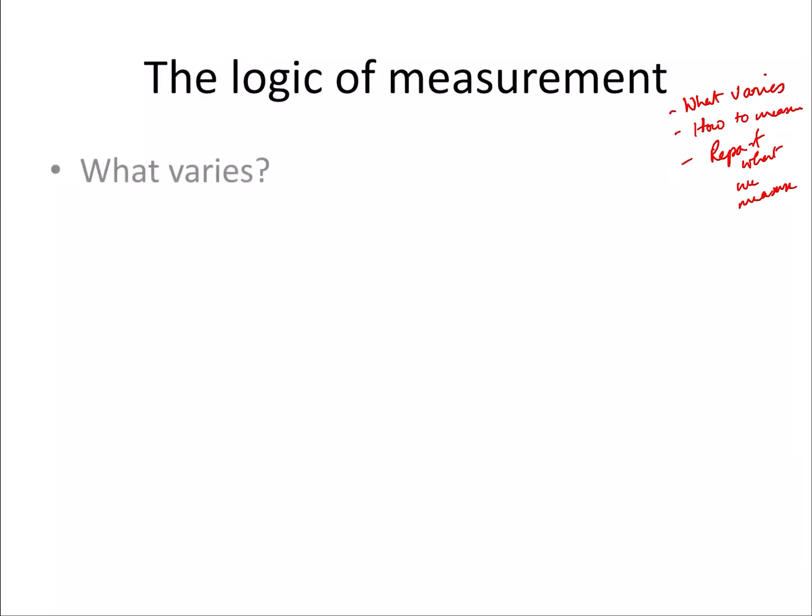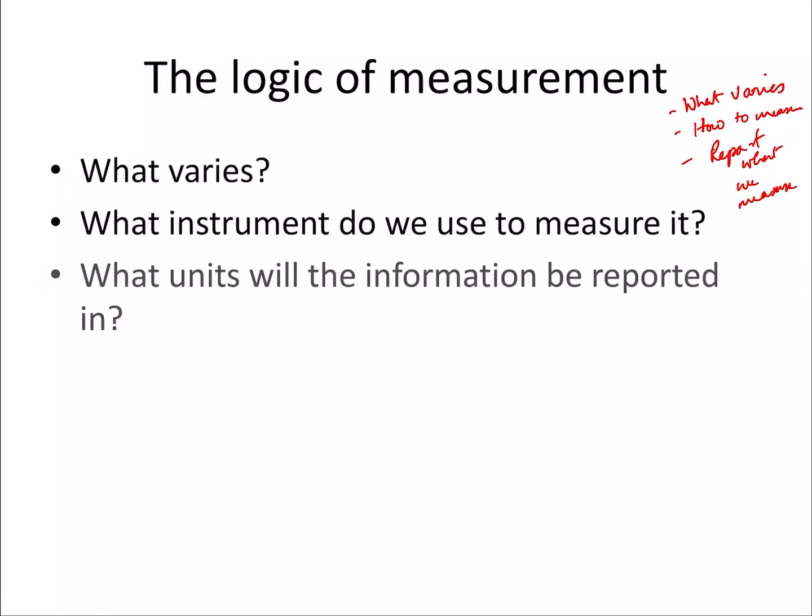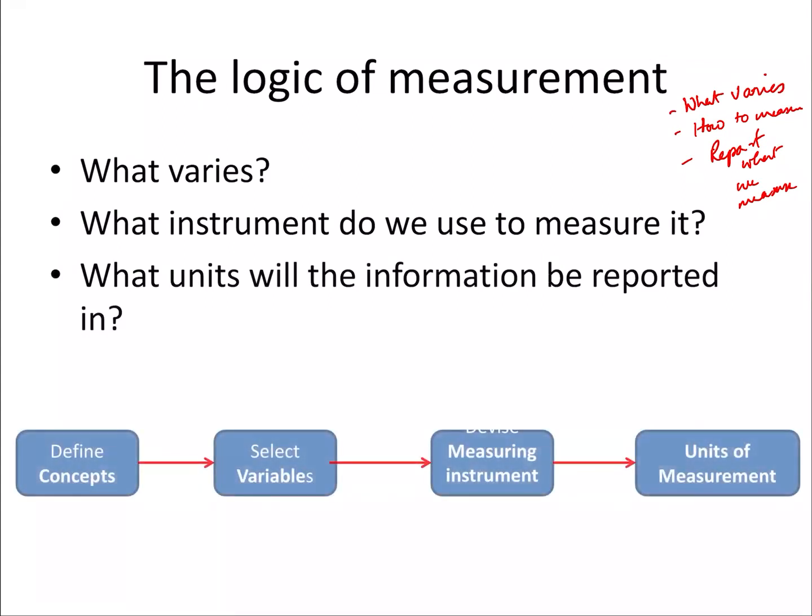Okay, so your textbook suggests a logical sequence of how we go about getting to the units of measurement. We first define the concepts that are associated with our research. We go on to select variables. A variable, as you know, is a concept of a type which represents the entire concept. So it's a subset. So it can be observed, it can be measured. Once you know what the variables are, you still have to devise a measuring instrument. And finally, you have to determine what the units are.